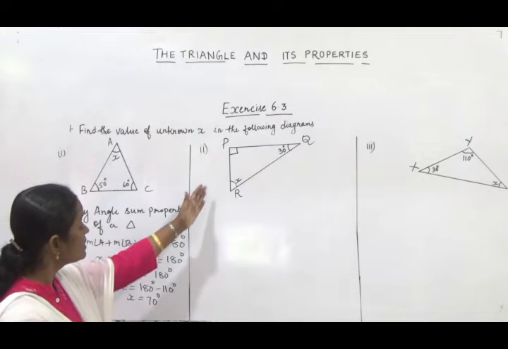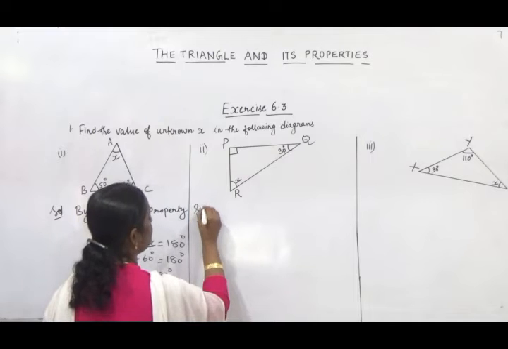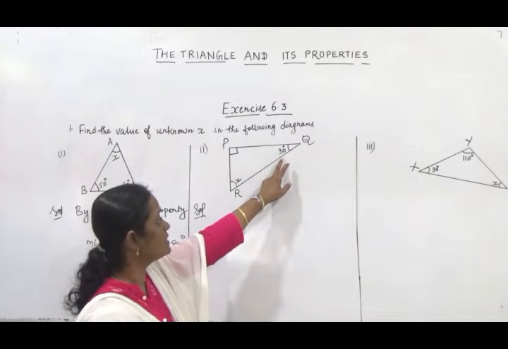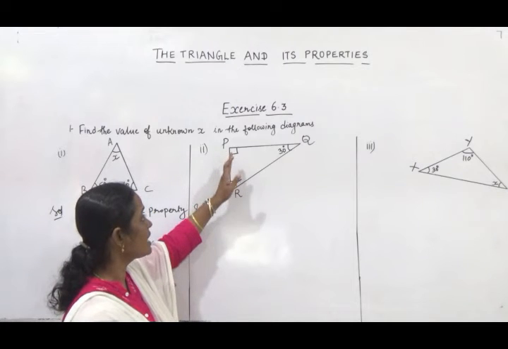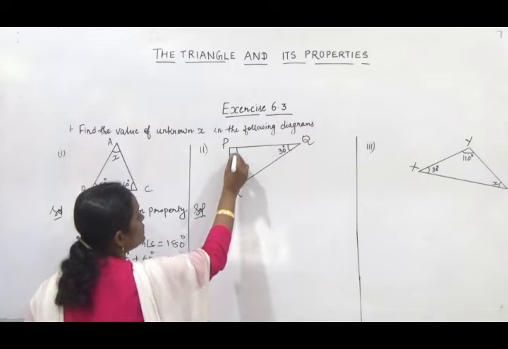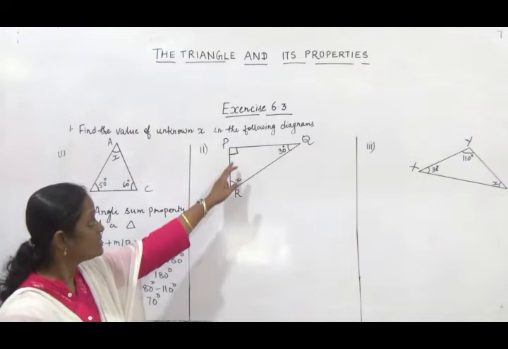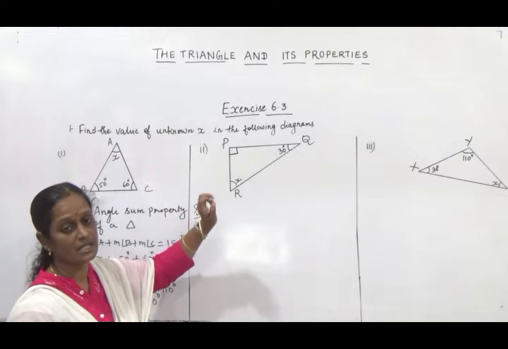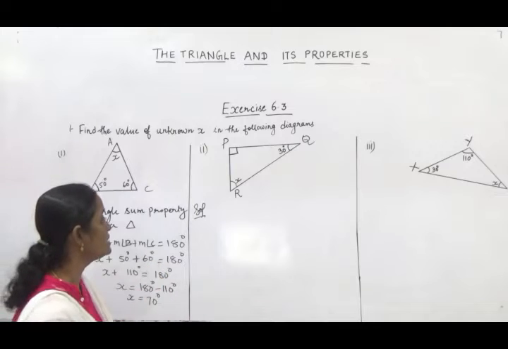Next the question here, question number 2. Here in this diagram, angle Q is given 30 degree and angle R is not given, it is given here x, and angle P is also not given. So students, you know that what does this mark mean? It means that it is equal to 90 degree. So it is a right angle. So it is equal to 90 degree.